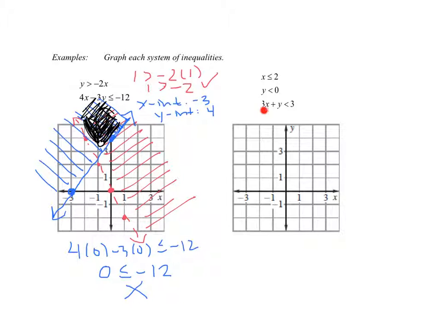Let's look at a system that has 3 inequalities. The first one, x is less than or equal to 2. The boundary is a vertical line, a solid vertical line, at x equals 2. And since it's less than, we'll shade to the left.